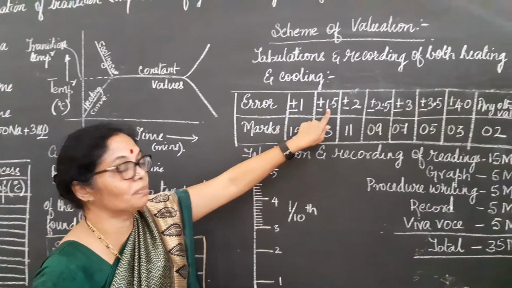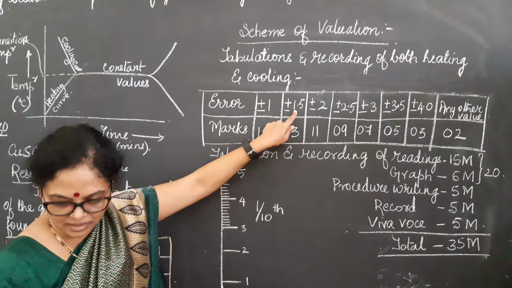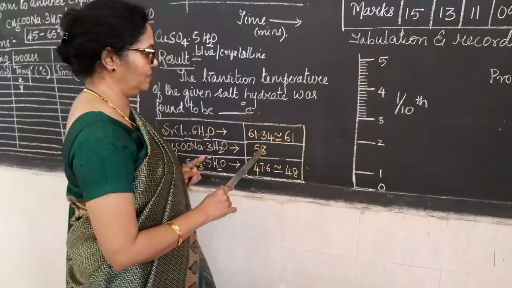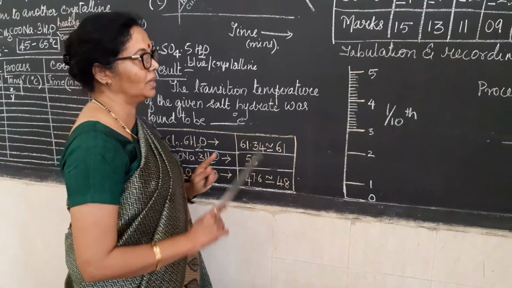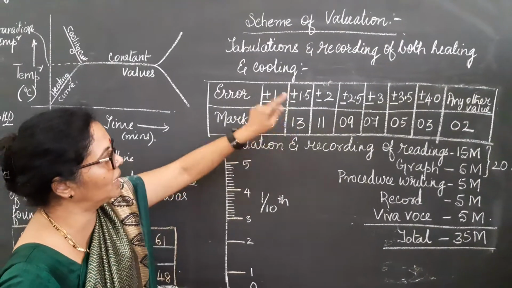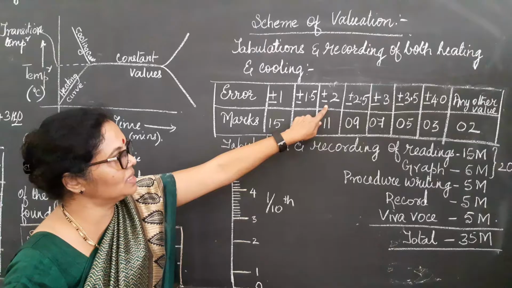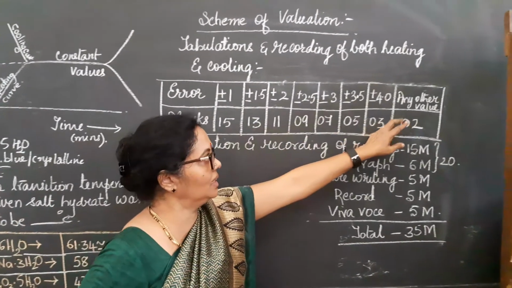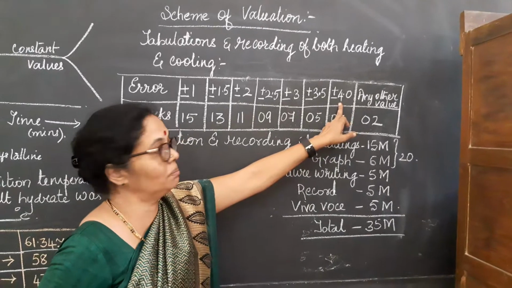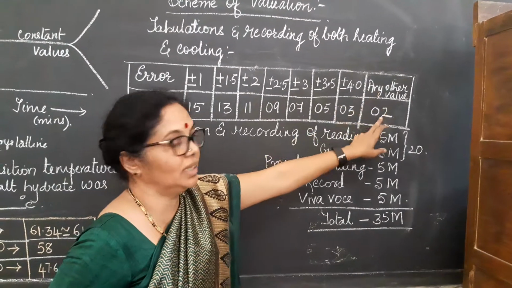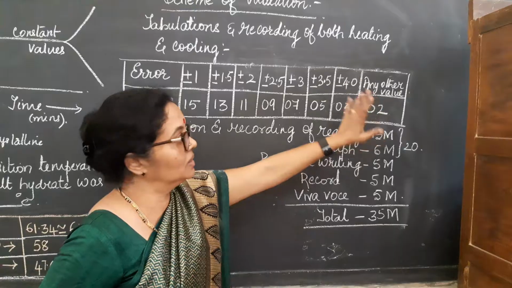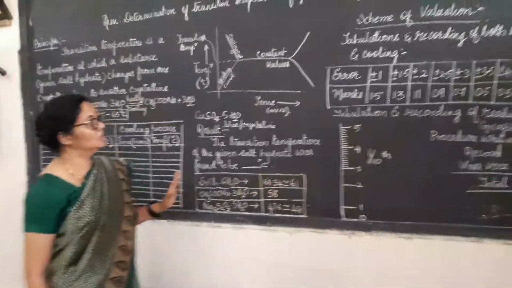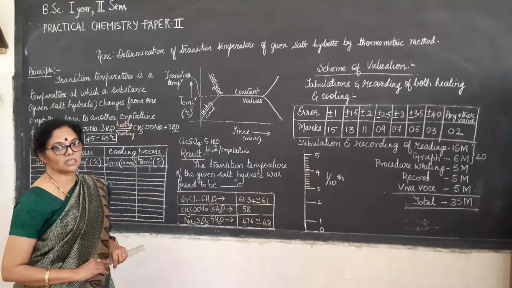If the difference is plus or minus 1.5, that is, if your value is either 59.5 or 56.5, you lose 2 marks, you get 13. The difference is plus or minus 2, you get 11 and so on. And finally, if you get a difference of more than plus or minus 4, you get only 2 marks. So this is about the experiment. I hope you have understood how we go about the experiment. Thank you.